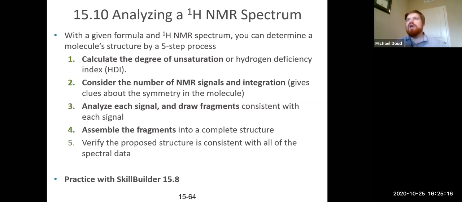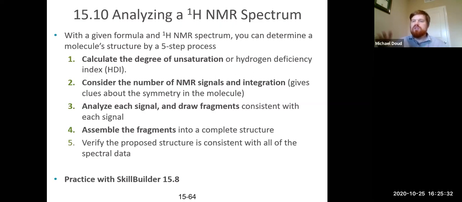So if you have a signal that integrates to 3 and it's a triplet, that's a pretty good indication that you have a methyl group that's being split by a neighboring methylene. So it may be that you have an ethyl group. So try to put that together. You have a CH3 neighboring CH2.